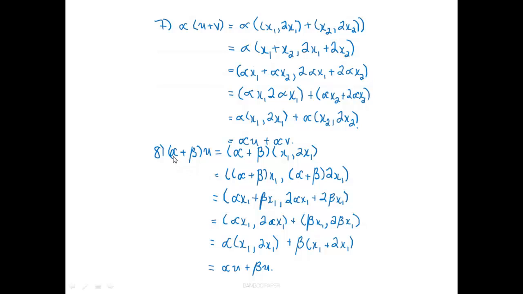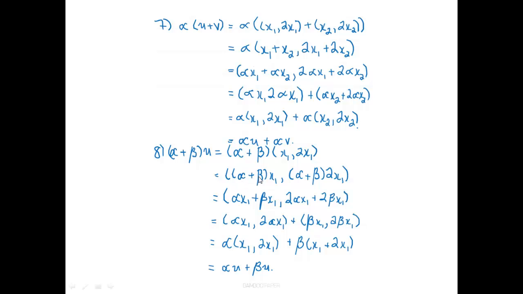And again, do not forget alpha and beta are scalars and u is a vector. So alpha plus beta, remember alpha is a real number, beta is a real number. The sum of two real numbers is a real number. So alpha plus beta is just a real number. So I'm going to use my standard definition of scalar multiplication in R2, and alpha plus beta goes in. It becomes (alpha plus beta) times the first component, comma, (alpha plus beta) times the second component.